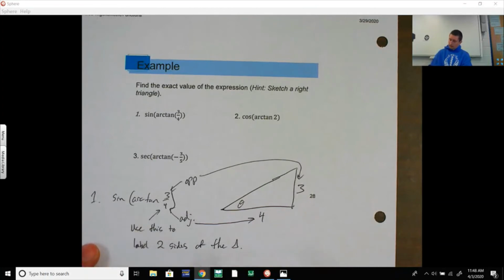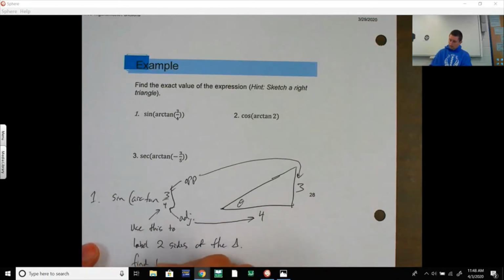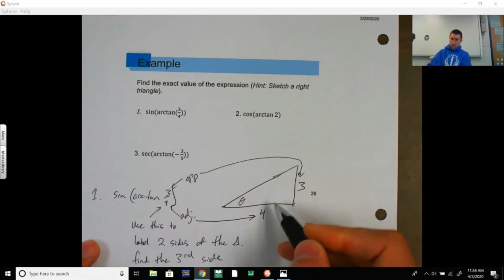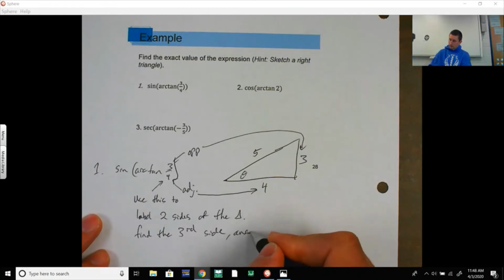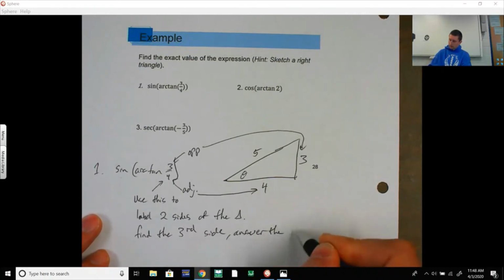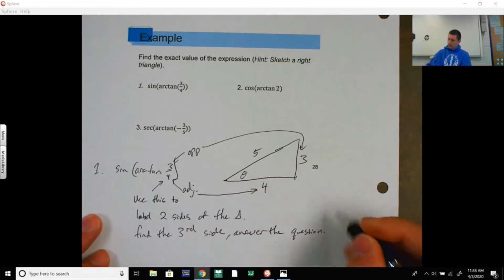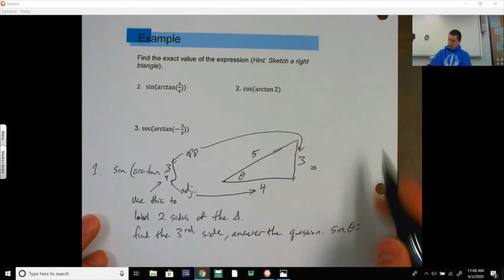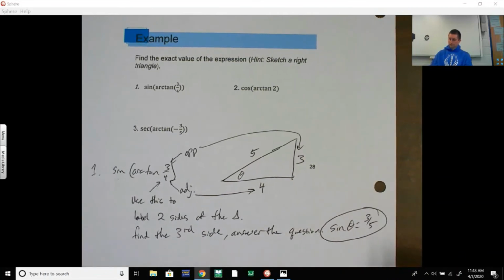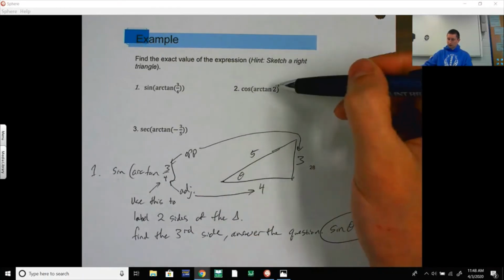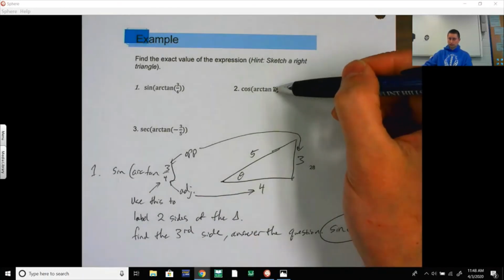And then find the third side. So if it's 3, 4, that has to be 5. And then answer the question. So the sine of theta would be opposite over hypotenuse, 3/5. Sine of theta would be 3/5. Okay? So we're going to use this to write a triangle.